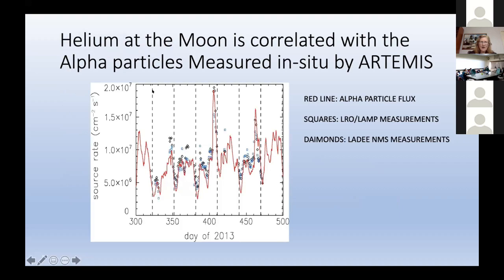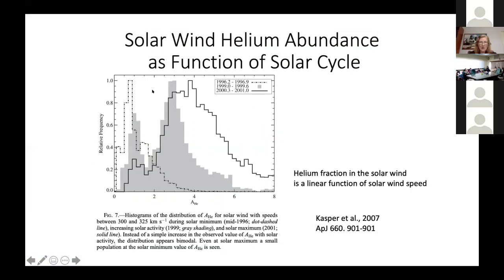So helium, as I said, comes from the solar wind, and it's been shown to be correlated with the alpha particle flux, as you would expect. So the red line is the alpha particle flux, and the squares are LRO measurements, and the diamonds are from LADEE, and they agree fairly well.